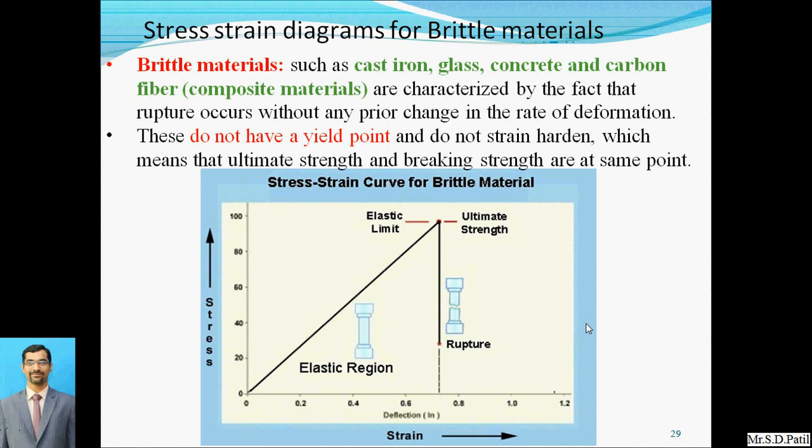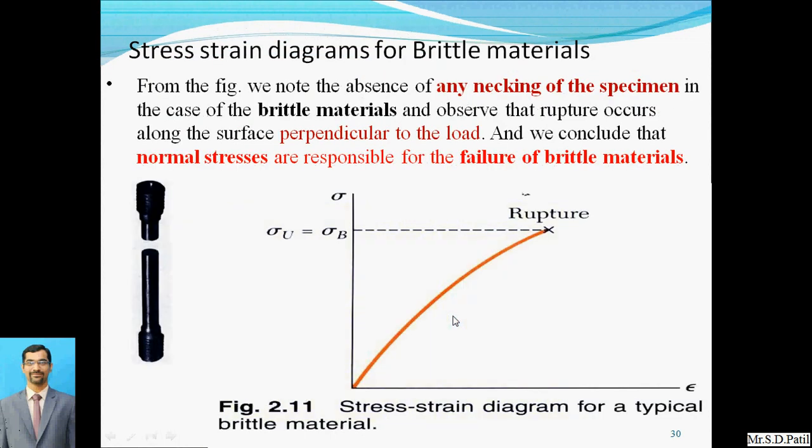This is the phenomenon of brittleness, and there is no yield point when the material is brittle. Here we can see the stress strain diagram. Basically the elastic region is there, it extends somewhat, and suddenly it reaches the ultimate strength and the fracture occurs. So it directly breaks into pieces. This is the ideal stress strain diagram for a brittle material.